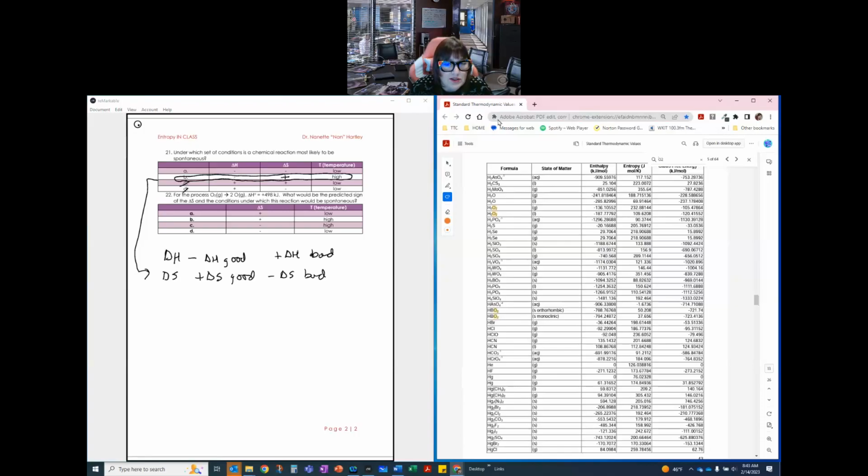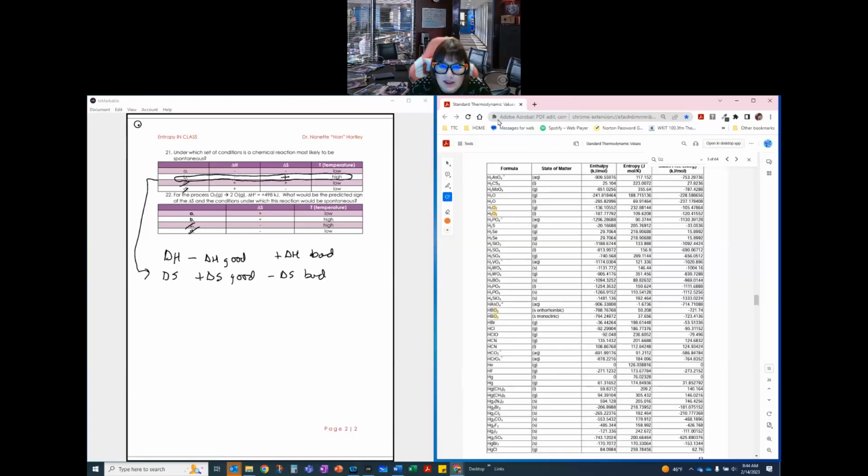For the process O2 goes to 2O gas with a delta H of plus 498 kilojoules, what would be the predicted sign of the delta S and the conditions under which this reaction would be spontaneous? Okay. So just based on our entropy, we're talking about positive delta S being good. So positive delta S. So I'm going to look at these two and say, nope, based on what I know right now, I don't like those.